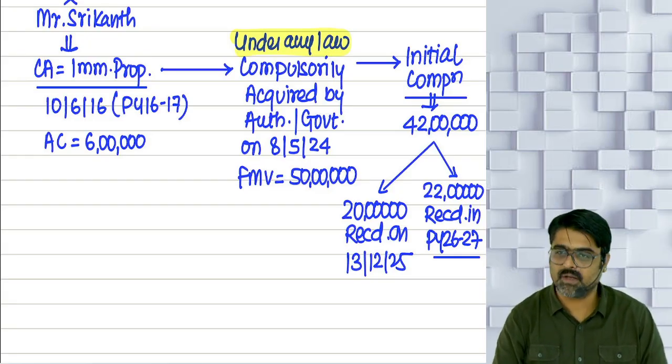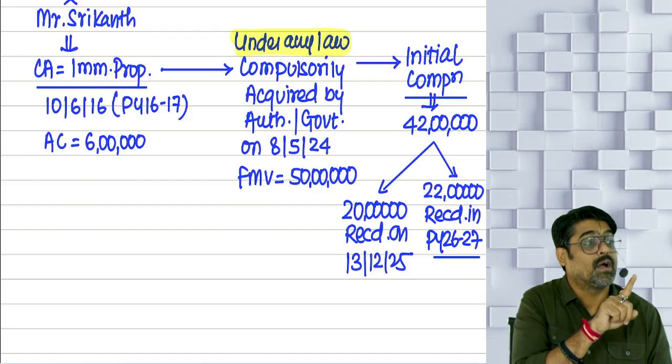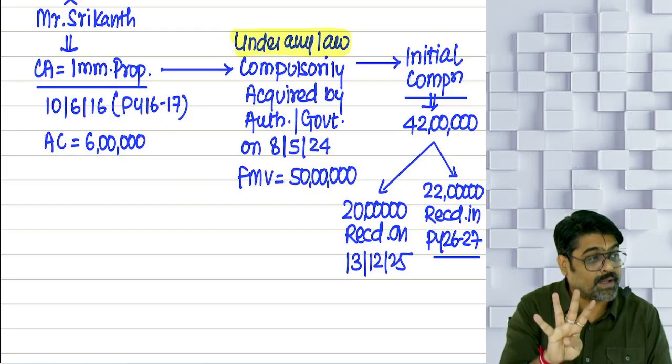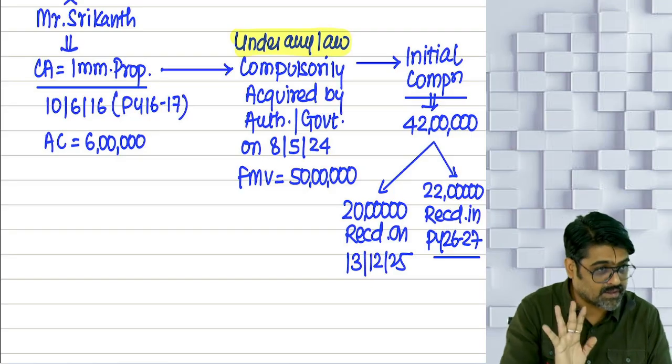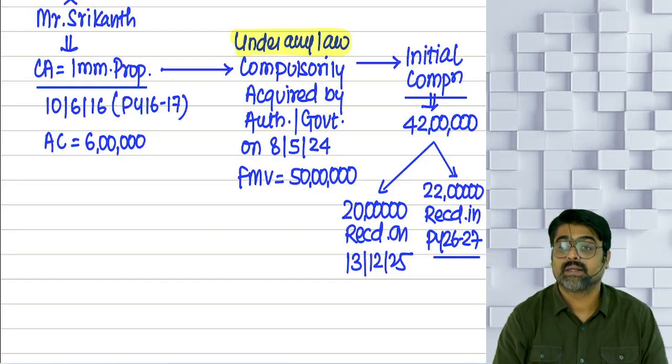Assessment year 26-27. Computation of capital gain. Number 1, full value of consideration. In the bracket you will write full amount of initial compensation as per section 45(5) will be deemed to be your full value of consideration. So amount column, how much you are going to write? 42 lakhs minus transfer expense.